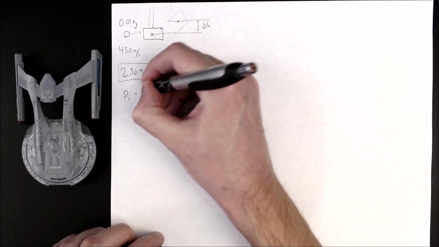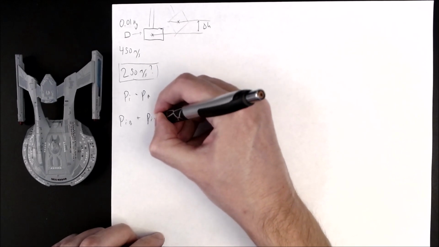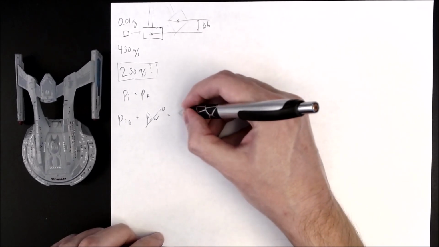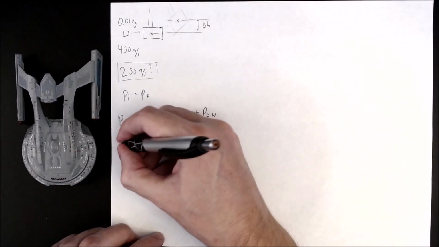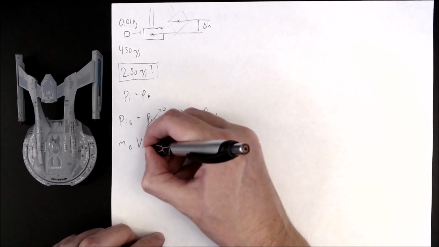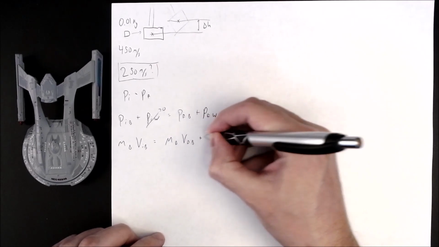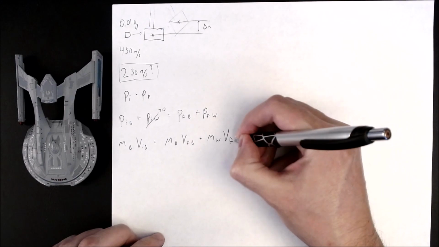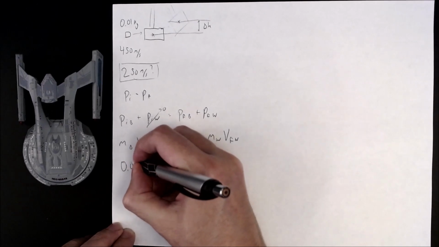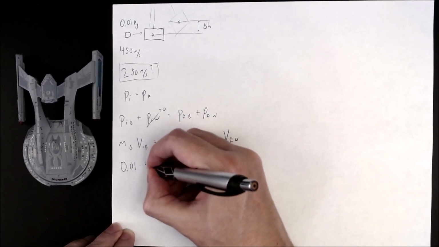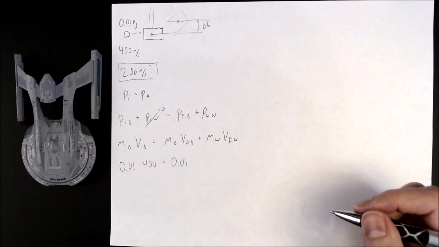Momentum initial is equal to momentum final. Momentum initial bullet plus momentum initial wood, oh wait, that's 0, is equal to momentum final bullet plus momentum final wood. Mass bullet times velocity initial bullet is equal to mass bullet times velocity final bullet plus mass wood times velocity final wood. Let's plug in numbers. Mass of the bullet, 0.01. Velocity initial of the bullet, 450 meters per second. Mass of the bullet, 0.01. Velocity final of the bullet.